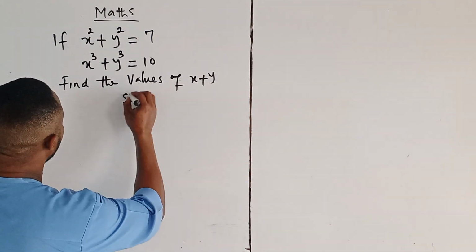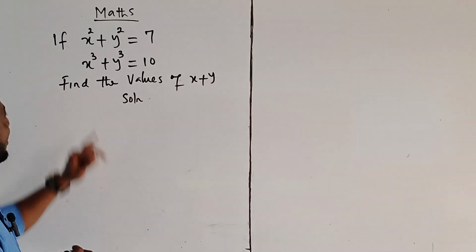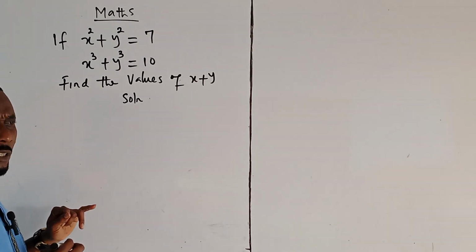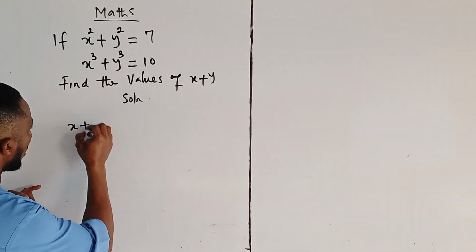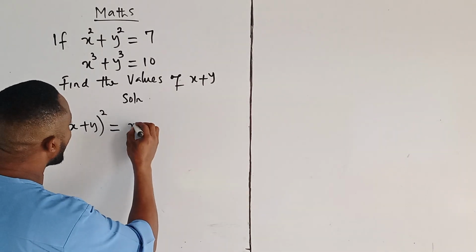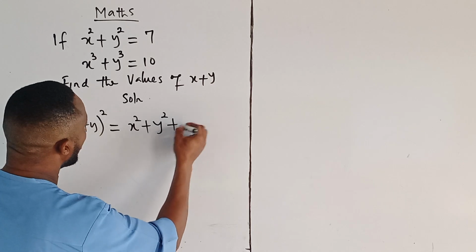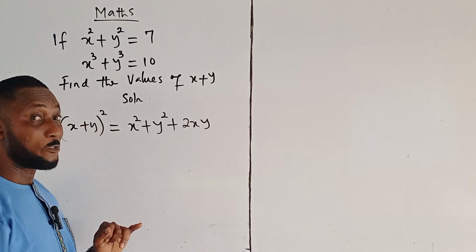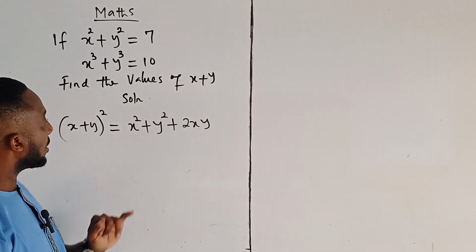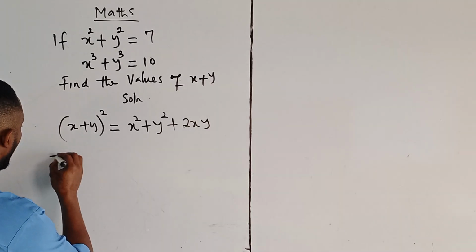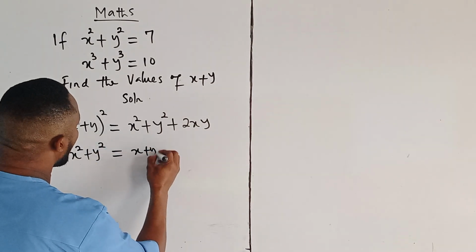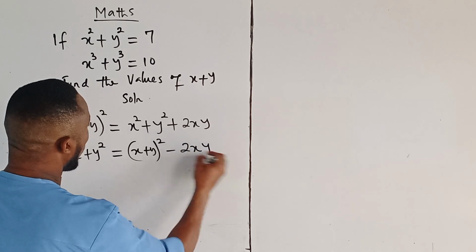So, solution. x squared plus y squared. This seems to be a sum of squares. Okay, I will take the square of the sum. So x plus y all squared, as we all know, is x squared plus y squared plus 2xy. This binomial formula is very famous. It's called the perfect square. So I will isolate x squared plus y squared. So x squared plus y squared is going to be x plus y all squared minus 2xy.